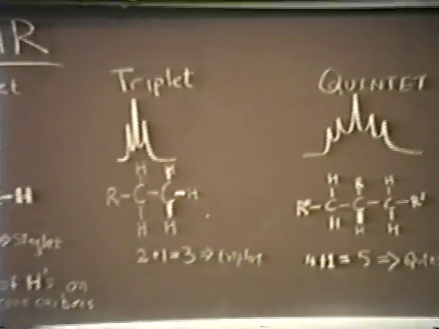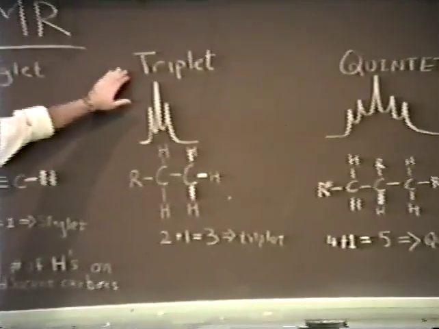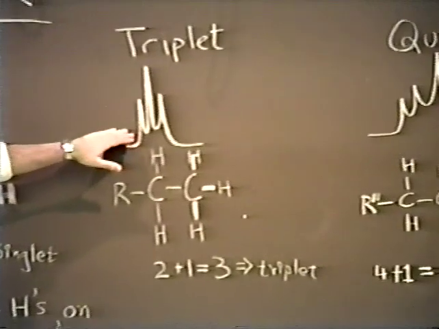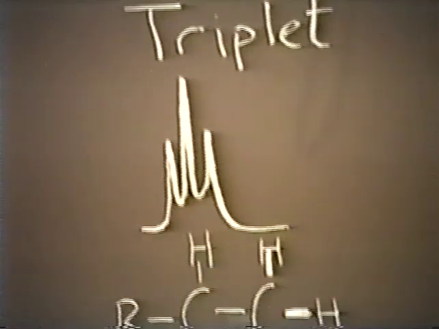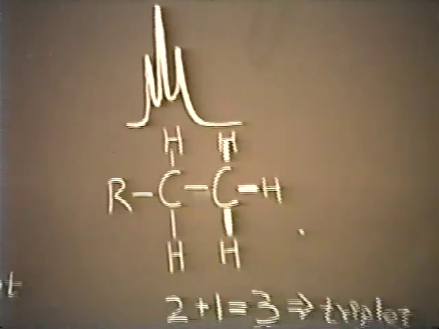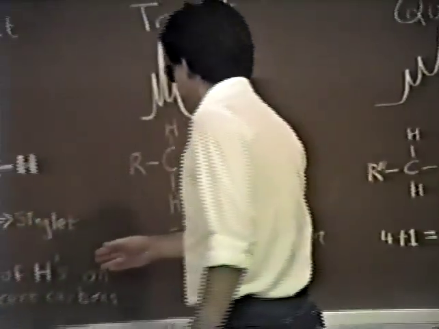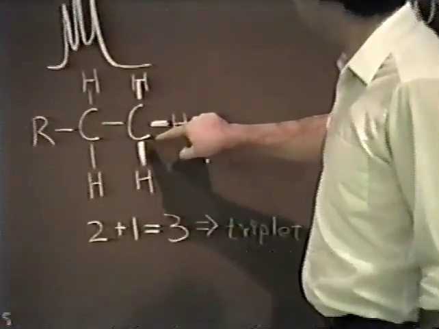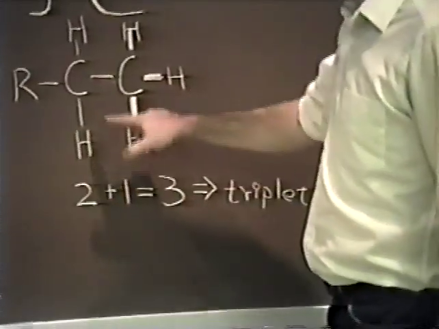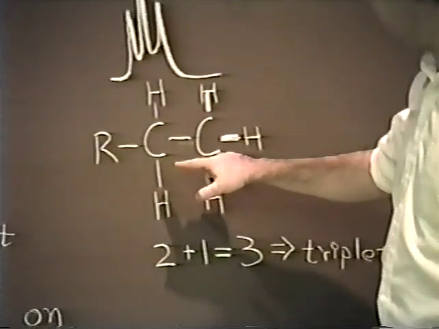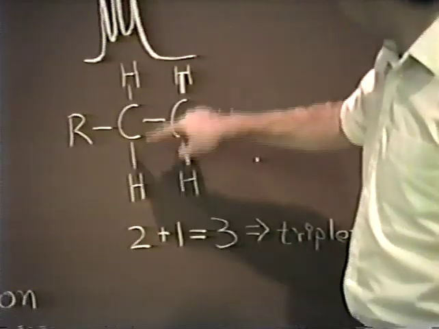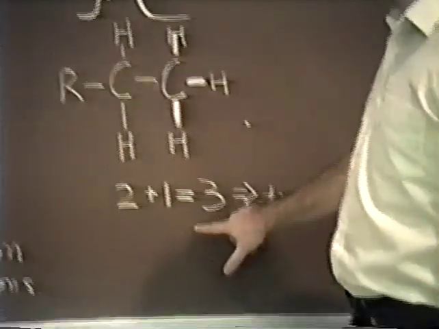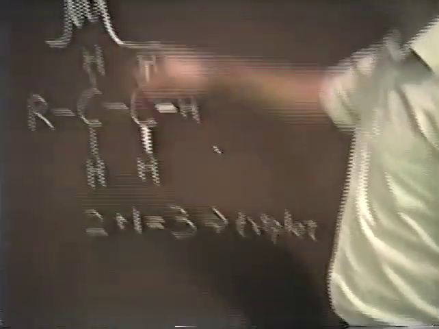Another peak that you might see would be a triplet. A triplet peak you would characterize by having 3 sharp peaks like this. And due to the same rules as shown over here, I'm going to count these 3 hydrogens over here as 1. I'm going to count the adjacent hydrogens on this carbon, and I've got 1 and 2. So if I count this up, I've got 2 plus 1 is equal to 3, and I get a triplet peak.